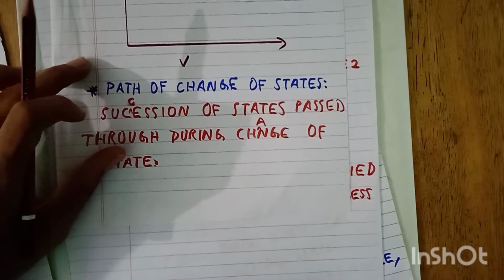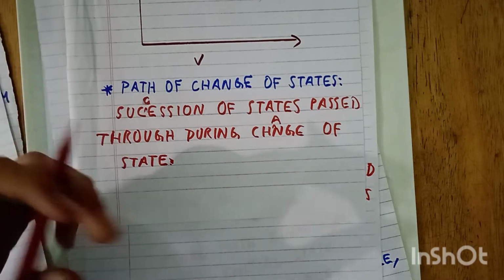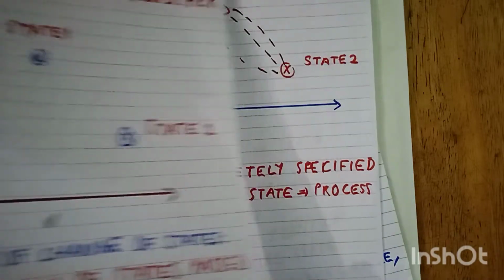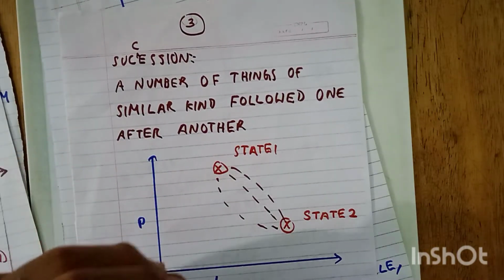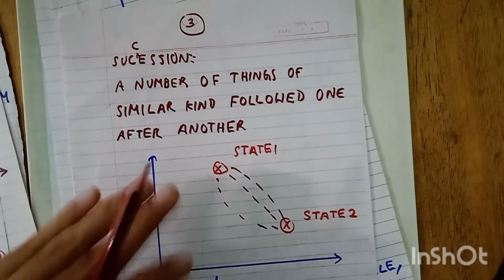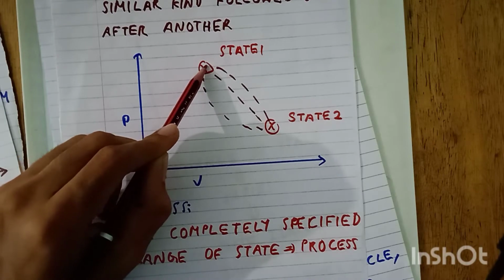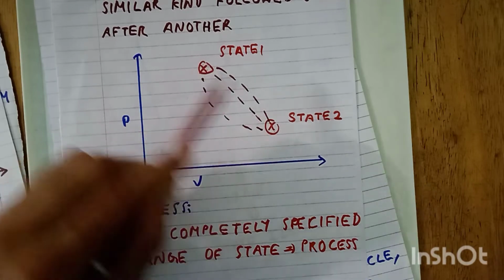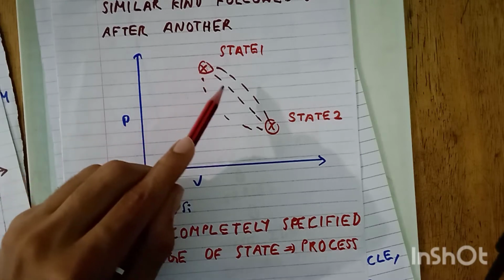Okay, so what is path of change of state? Path of change of state is nothing but the succession of states passed through during a change of state. We can see the graph so that you will understand. What is succession? Normally in any dictionary you can see that succession is a number of things of similar kind followed one after another. Now in this PV diagram, from state 1 to state 2, the values of properties have changed. This is called change of state. Then what we mean by path of change of state is the succession of states.